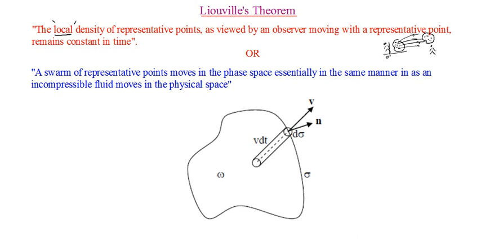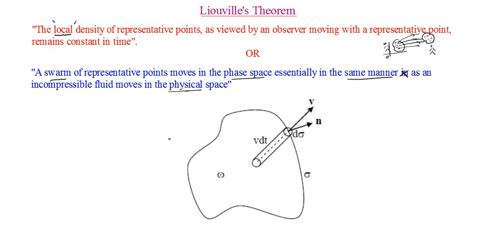Or I'll be putting it in the other statement, and thereafter we'll come to some more physical interpretation of that. It can otherwise be stated as a swarm of representative points, swarm meaning a collection, moves in the phase space essentially in the same manner as an incompressible fluid moves in physical space.